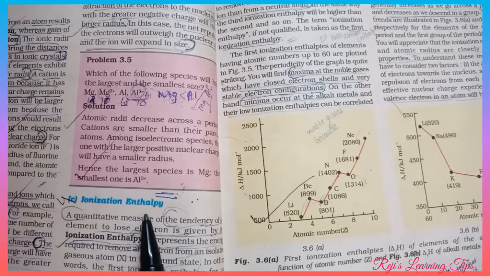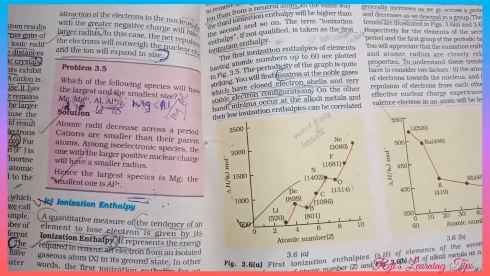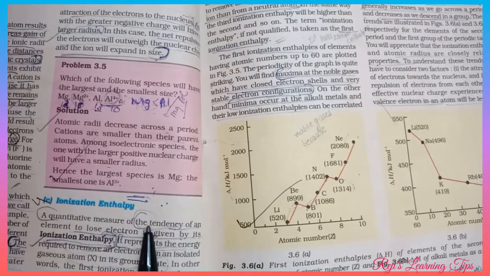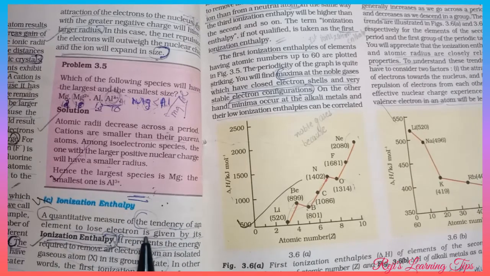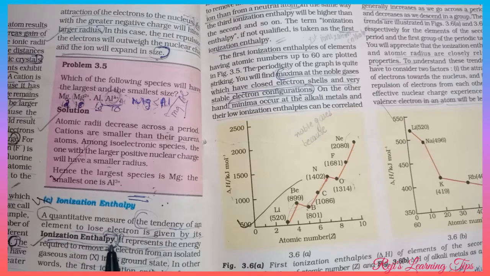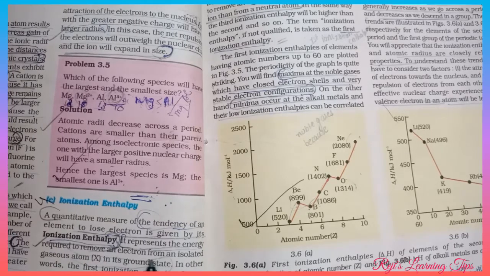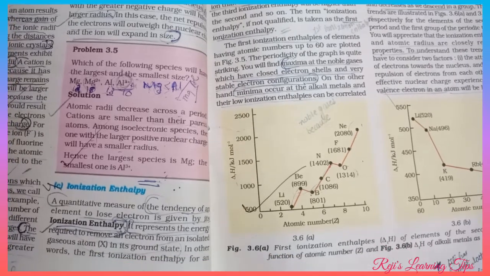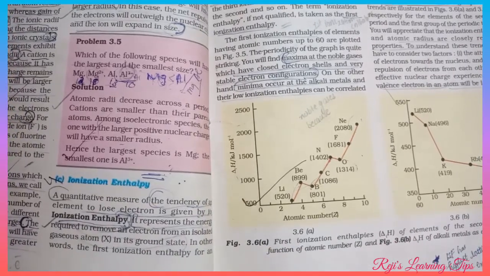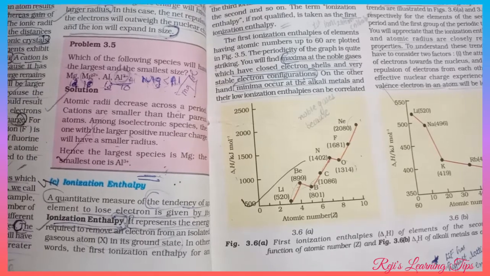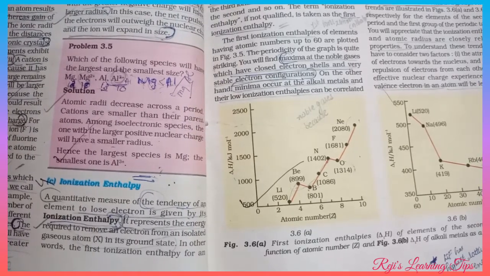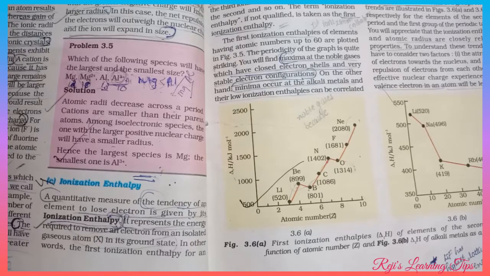Next topic, that is ionization enthalpy. What is ionization enthalpy? Ionization enthalpy is a quantitative measure of the tendency of an element to lose electrons, given by its ionization enthalpy. It represents the energy required to remove an electron from an isolated gaseous atom in its ground state. Ionization enthalpy is the energy required to remove an electron from an isolated gaseous atom in its ground state.